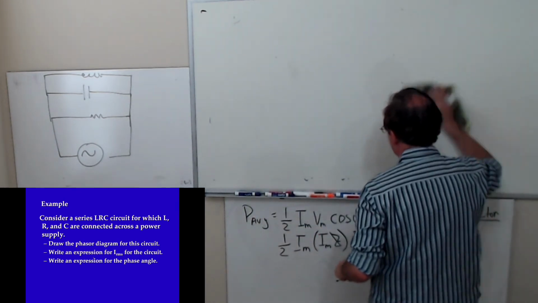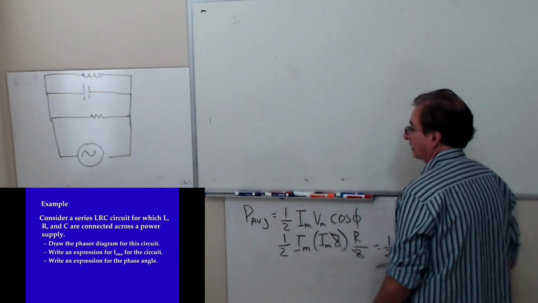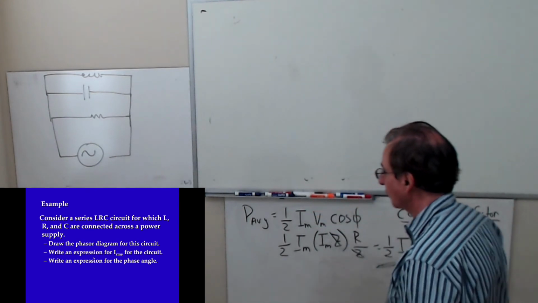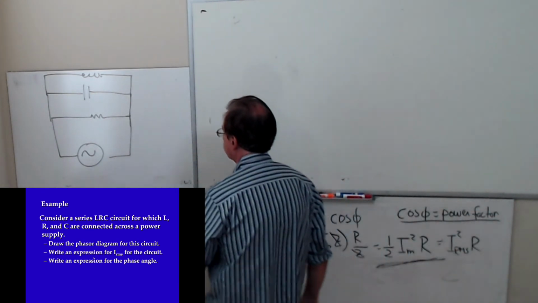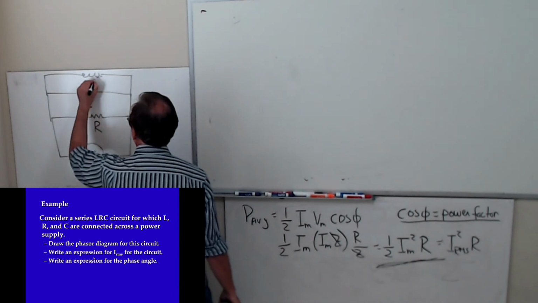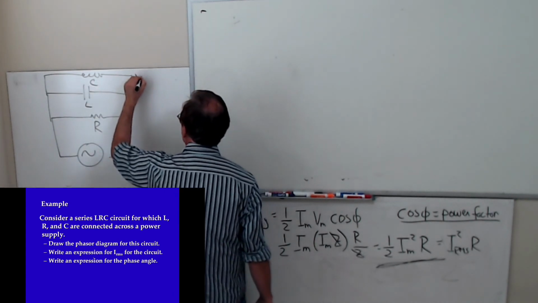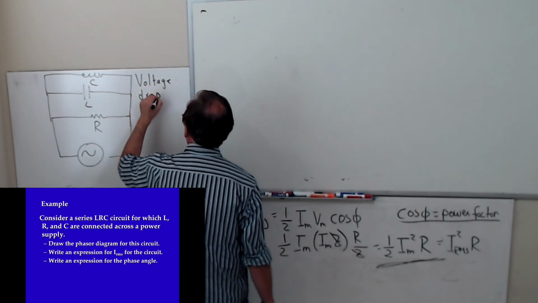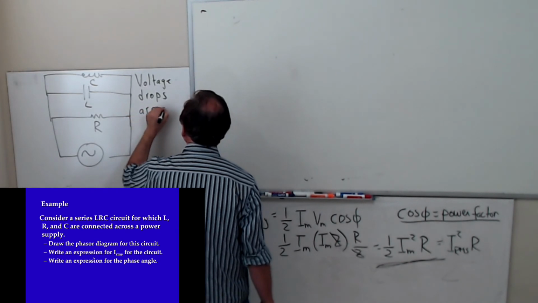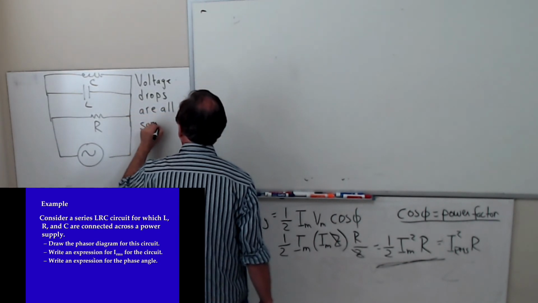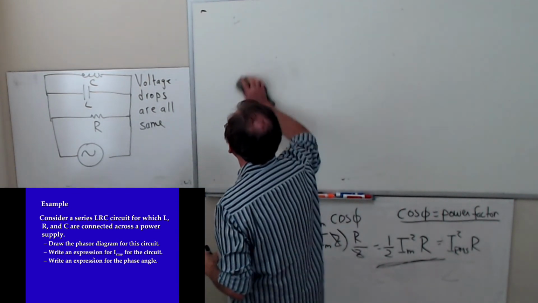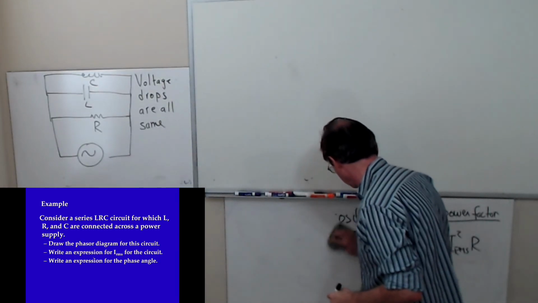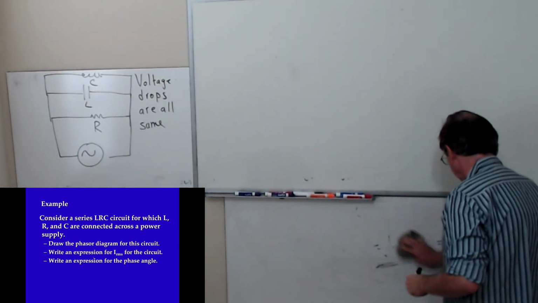Now what? How do I solve that problem? Well, I draw my phasor diagram. What do we know? Well, the voltage drops are all the same. Also, then you can just set them equal to each other, right? Like your equations for voltage across each of the components.